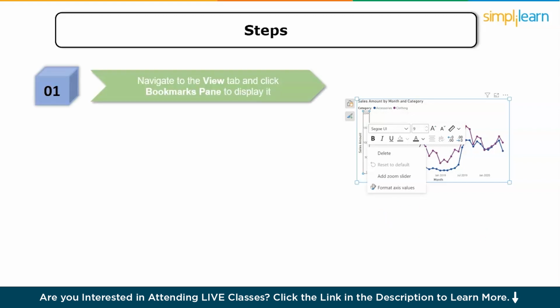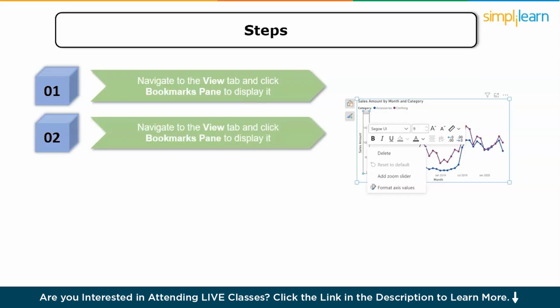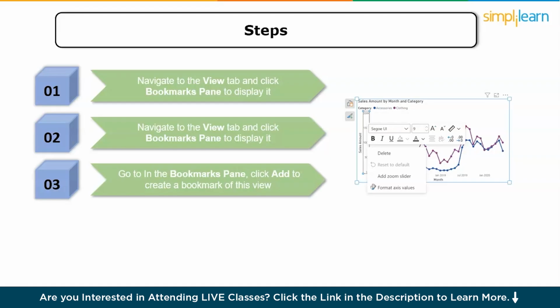So we need to go to the View tab and click on the Bookmarks pane and the Selection pane to activate them. Once we are there, on the right hand side, we can see the bookmarks and the selection pane. We can go ahead, create our selections and add them to create a bookmark.